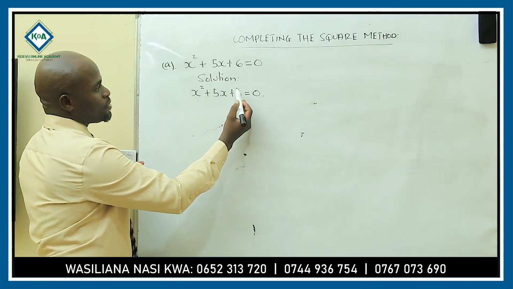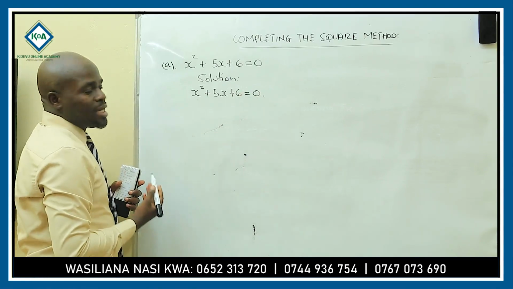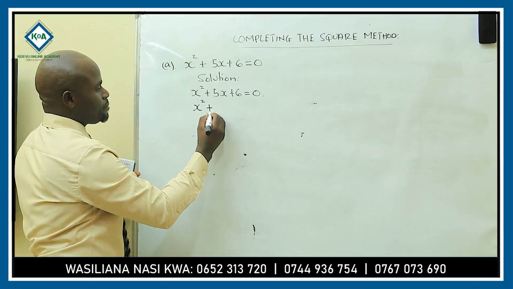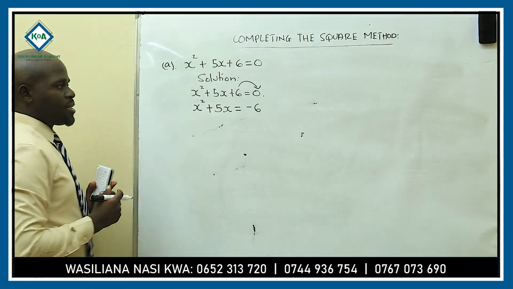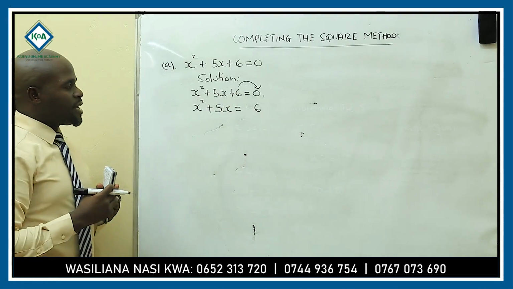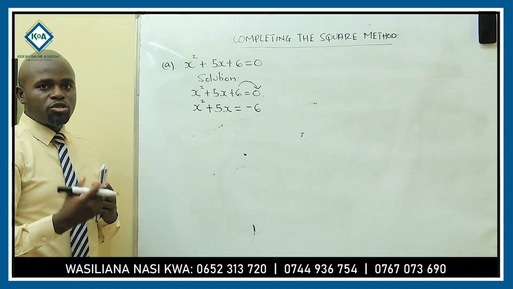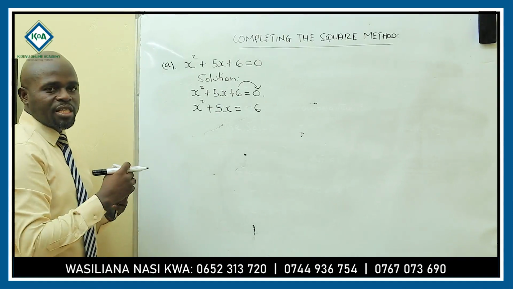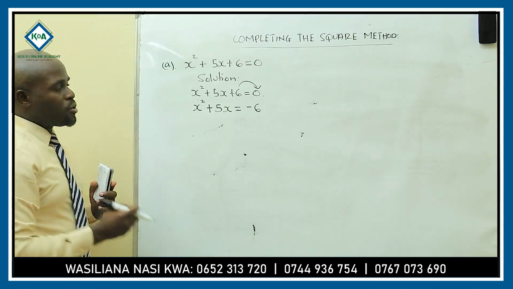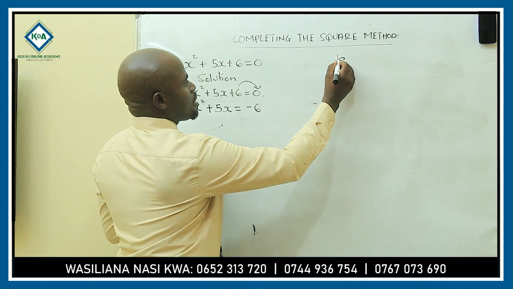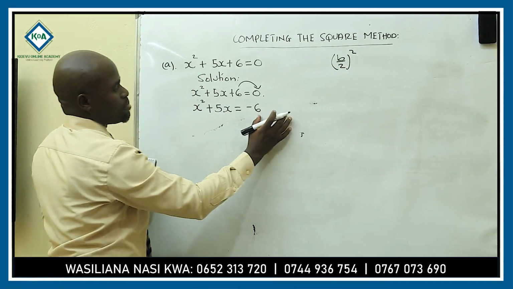Then the next step is to take this 6 and shift it to the other side. Our 6 is positive, so when it goes there, it will be negative. Then we have x squared plus 5x is equal to negative 6. After shifting this to the other side, we take our b, which is 5, divide by 2, and then square. With the value we get after squaring, we add it to this side and to the other side. How? We take b, divide by 2, then square, and add that answer to both sides.